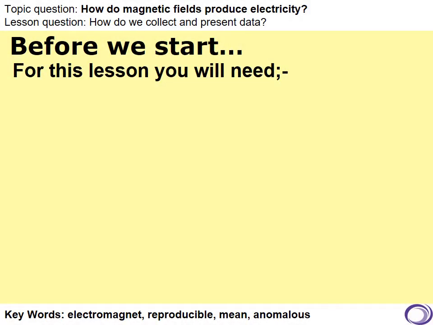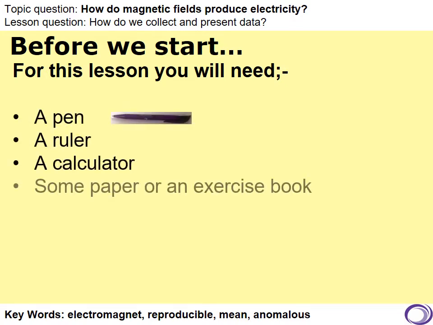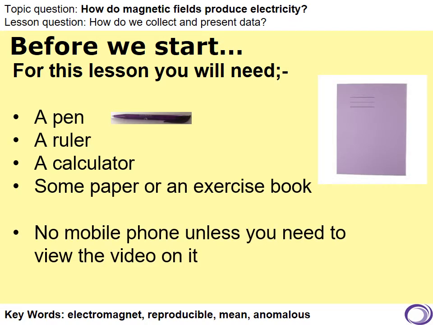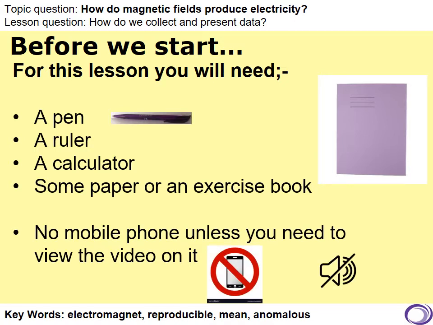Before we start, for this lesson you will need a pen, a ruler, a calculator, some paper or an exercise book, and no mobile phone unless you're using this to view the video on. Best off, remove any distractions. If you need to pause the video to go get the equipment, then please do so now.